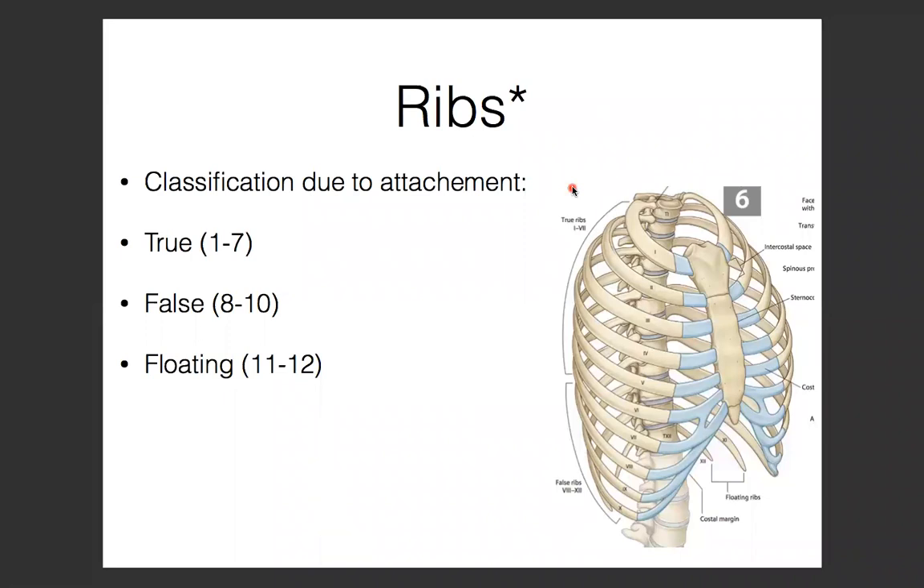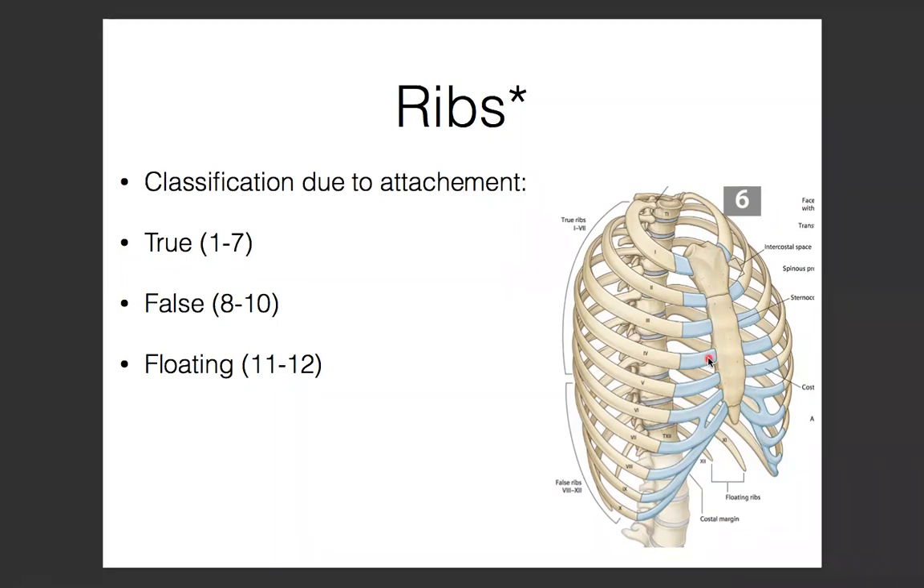So the classification is due to two types. We either classify it due to attachment, or we classify it due to shape. The first classification, which is due to attachment, classifies them into true ribs, false ribs, and floating ribs. True ribs are ribs that directly attach to the sternum, as you can see here. The first 7 count as true ribs, these ones. They attach directly to the sternum.